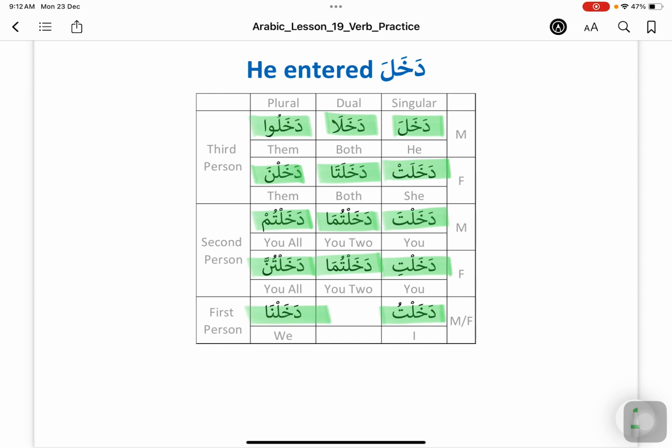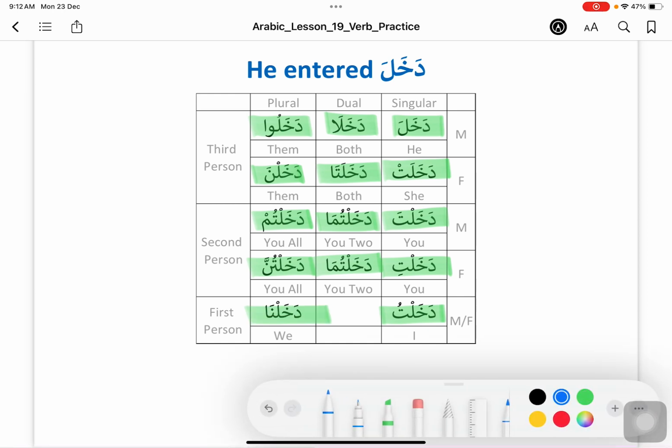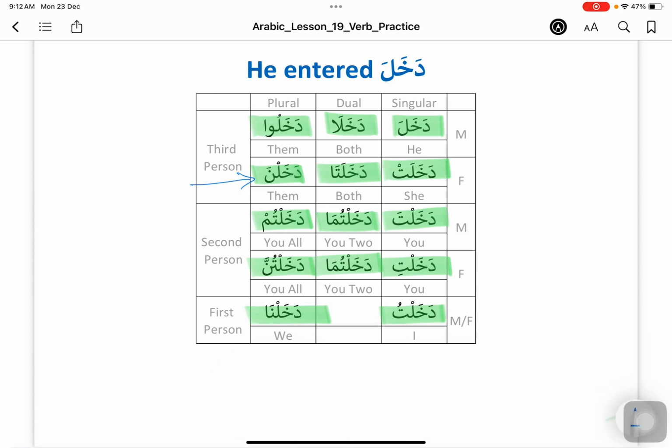I want to show you a subtle difference between this dakhalna and this dakhalna. Dakhalna means all of those females, third person, they entered. Dakhalna with the alif, it means we entered. So if you make a mistake in the pronunciation, if you're trying to say we entered and you by mistake said dakhalna instead of dakhalna, then you would mean those females entered. So very specific. So make sure you observe these subtle differences.